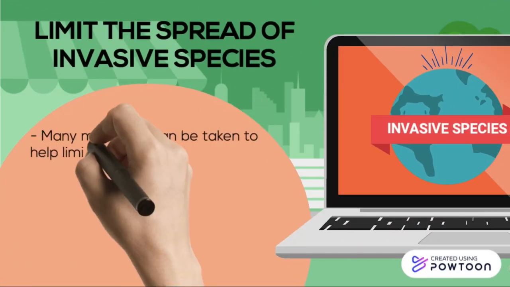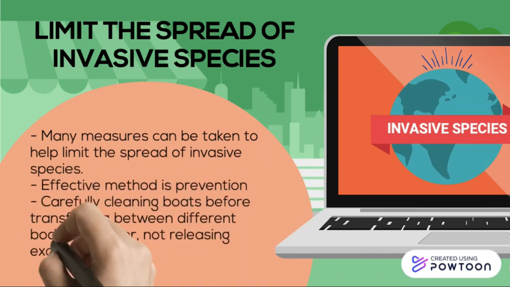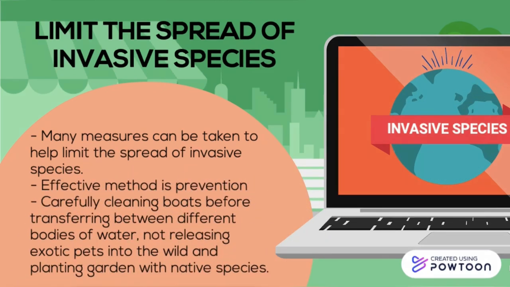Many measures can be taken to help limit the spread of invasive species. The most effective method is prevention, by carefully cleaning boats before transferring between different bodies of water, not releasing exotic pests into the wild, and planting gardens with native species.